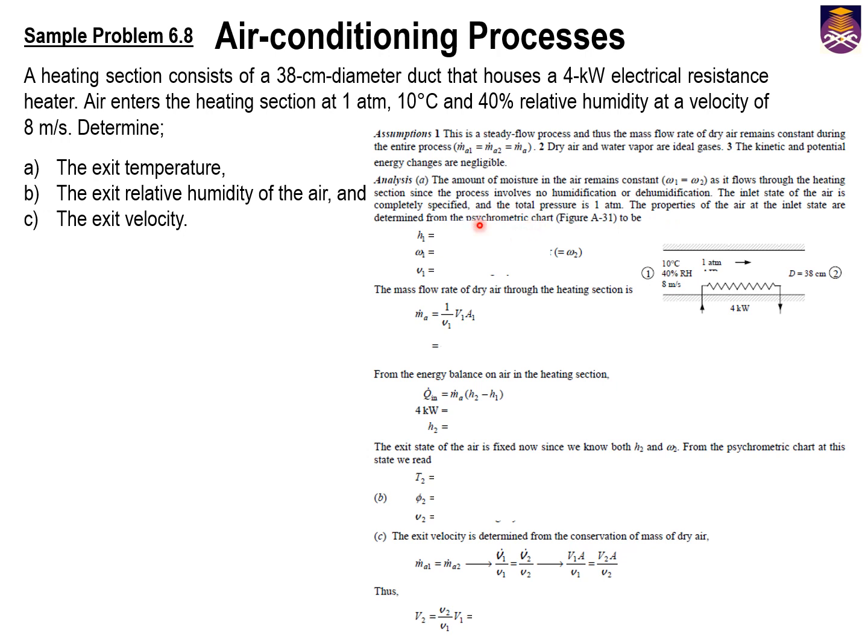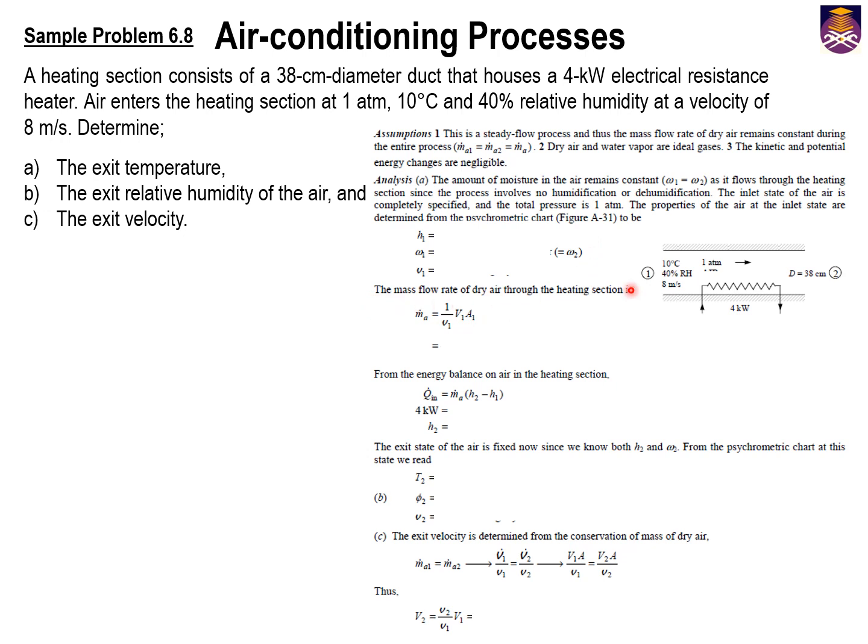So you can use your psychrometric chart. So go to point number 1. At point number 1, you have 10 degrees C dry bulb temperature, 40% relative humidity. Based on these two parameters, find what is your H1, omega 1 and specific volume. Right. So this can be obtained from your psychrometric chart, and note that omega 1 is equal to omega 2.